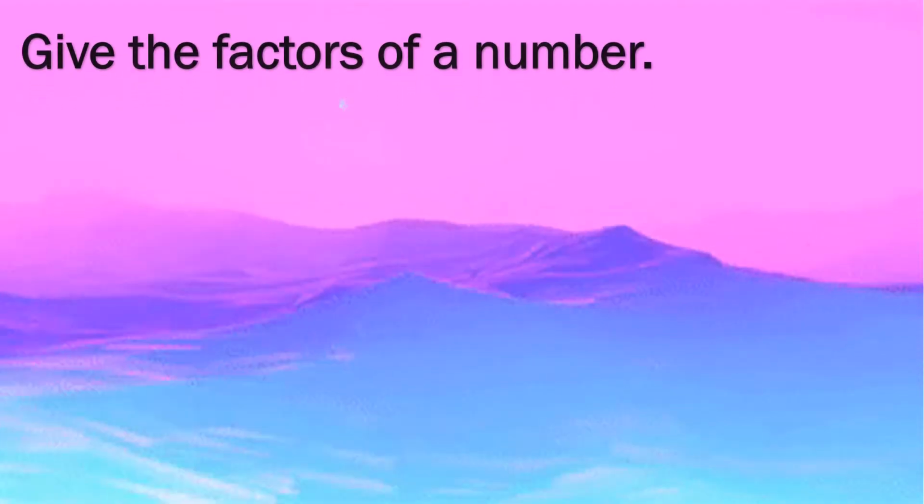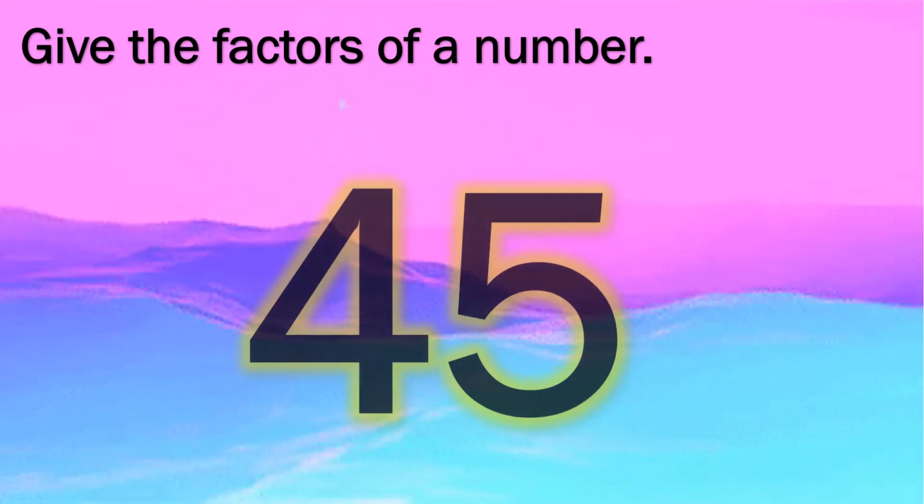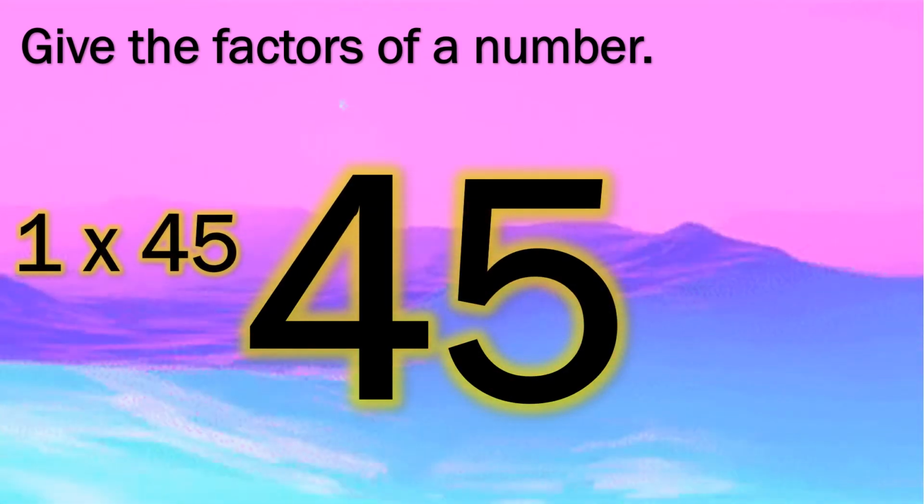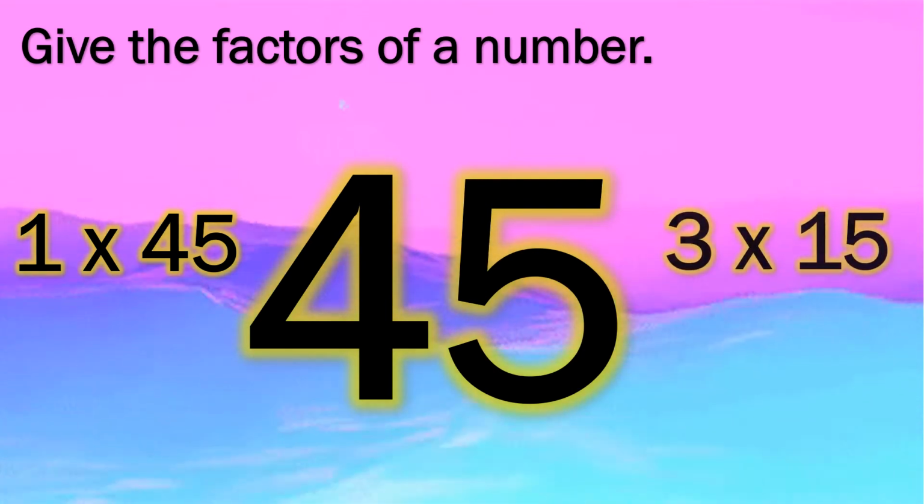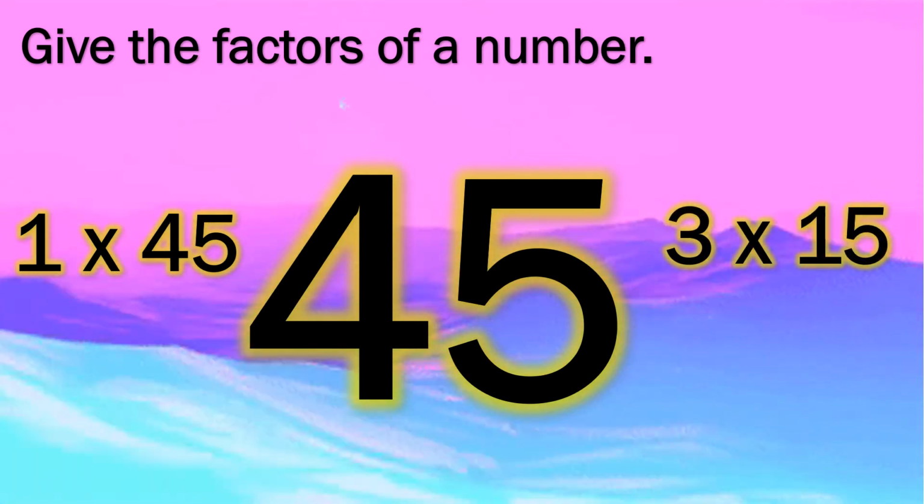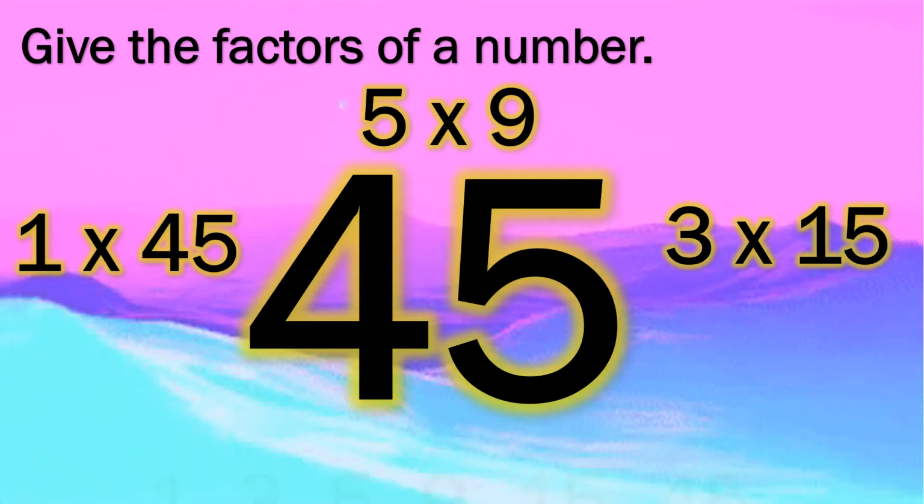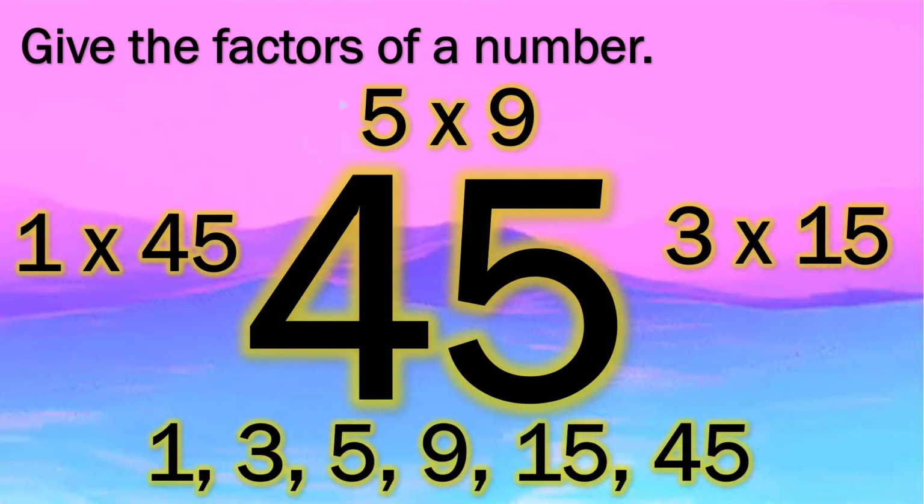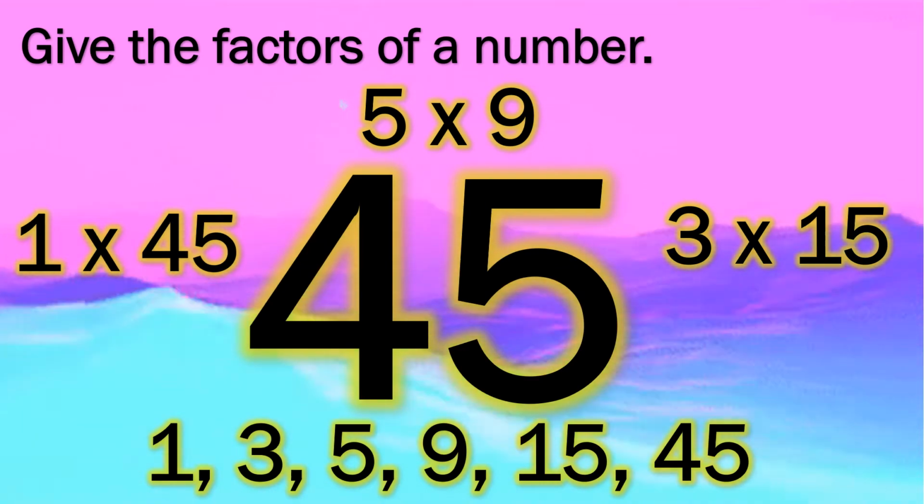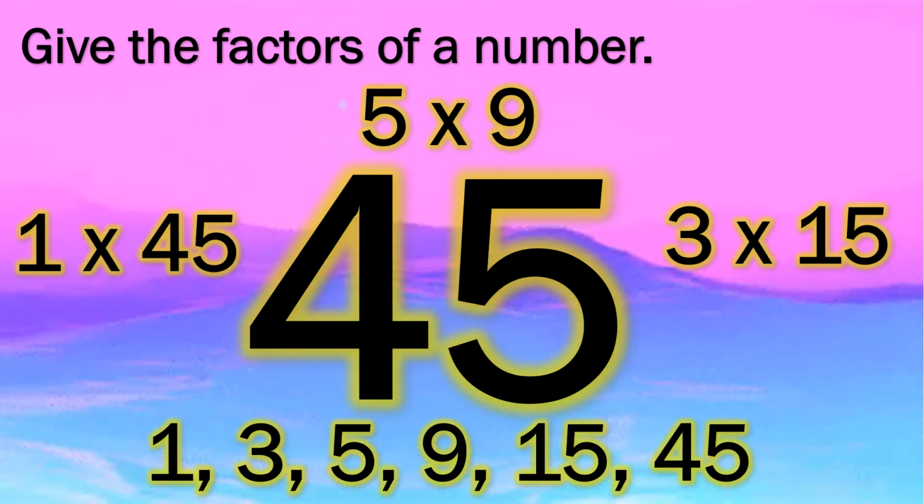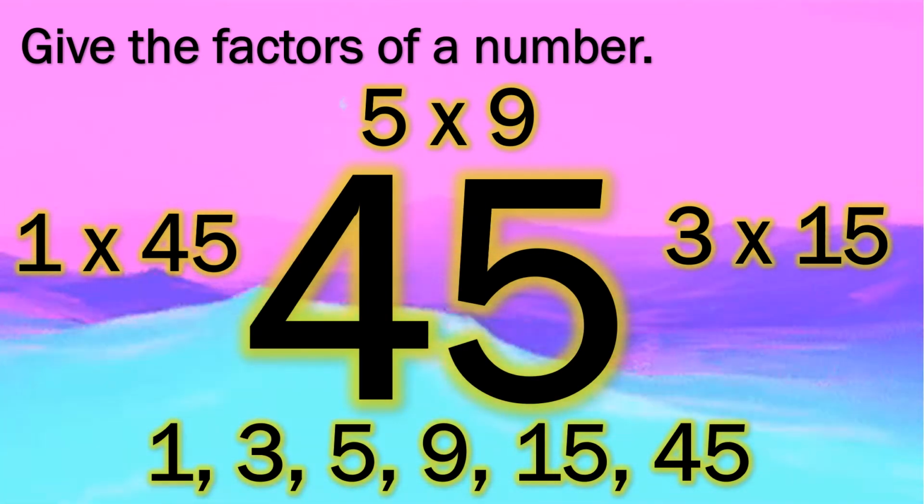So now class, giving the factors of 45, we have again 1 times 45, 3 times 15, and 5 times 9. And the factors are 1, 3, 5, 9, 15, and 45. So that's it.